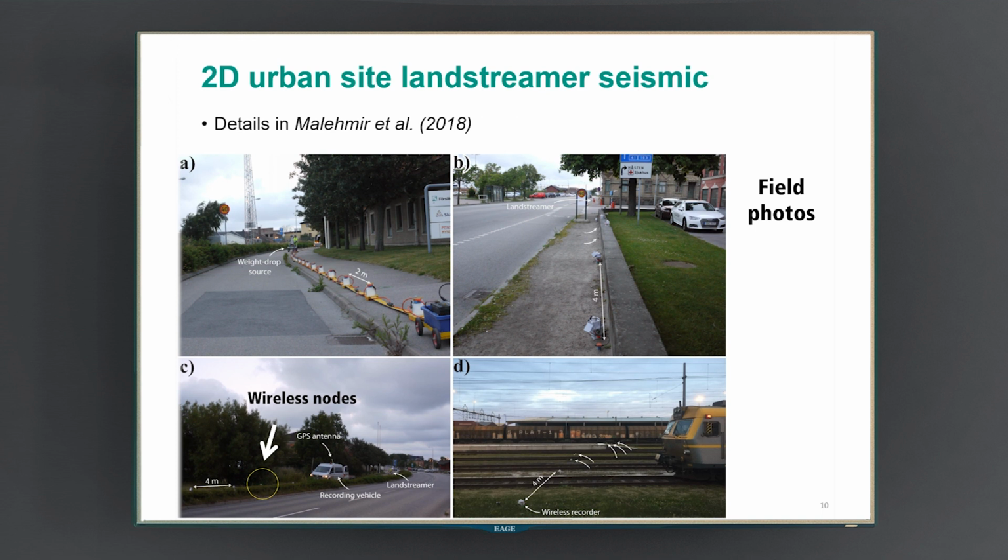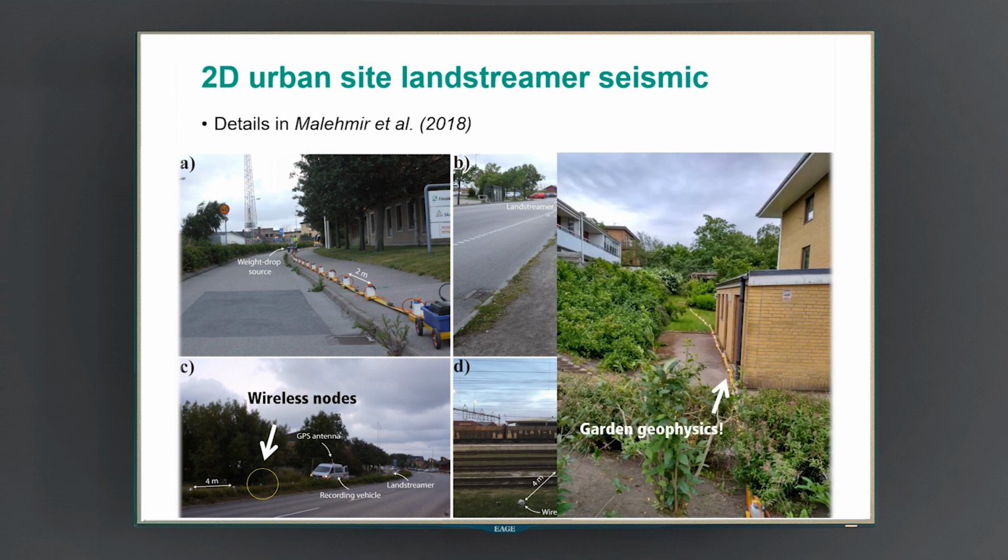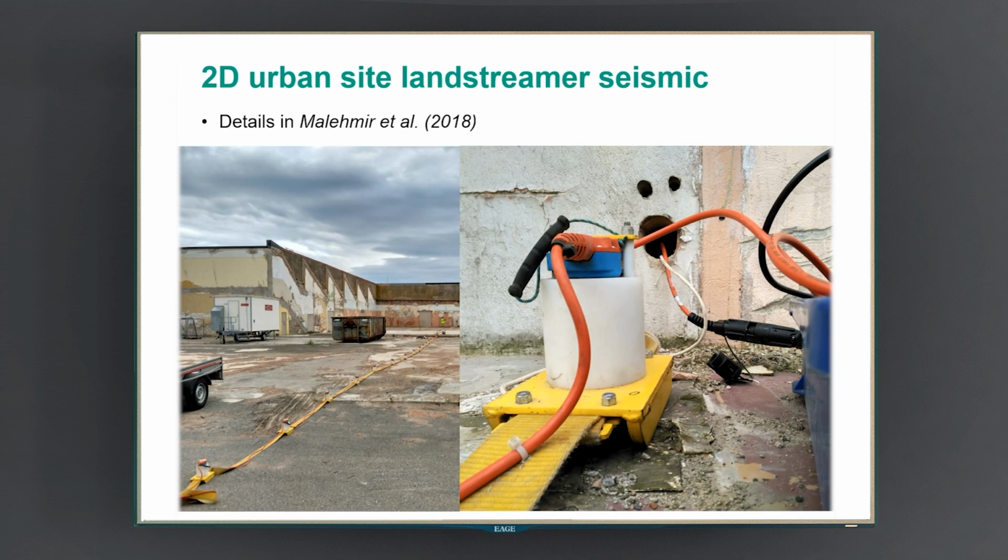We can see also the wireless units used as an extension. We can see a train coming into the station with wireless units located over there. And also there was some garden geophysics involved, with the landstreamer being deployed in people's gardens.